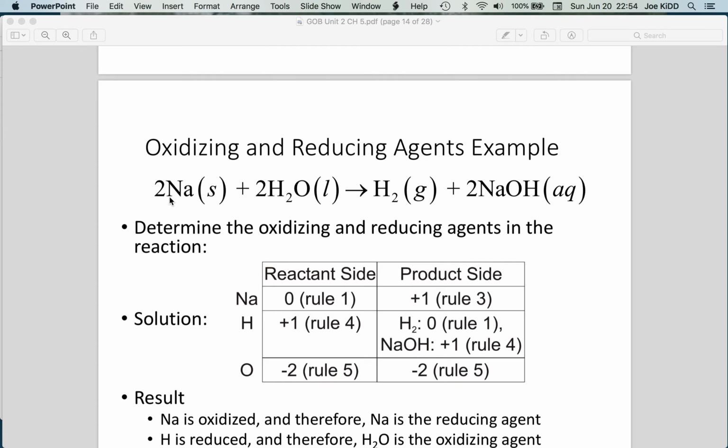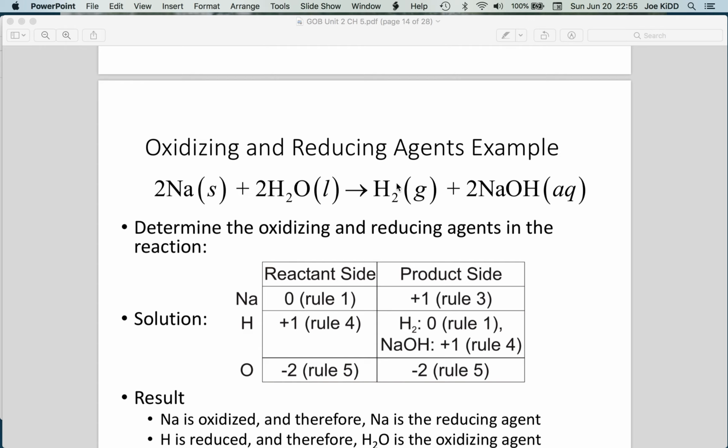So we're going to go through and just kind of do the mental exercise in our head. I have 2 sodiums on this side. I see 2 sodiums on this side. I see 4 hydrogens on this side. I count 1, 2, 3, 4 hydrogens on this side. I count 2 oxygens on this side. I count 2 oxygens on this side. All right, I have a balanced chemical equation. So now I can go through and start looking at the oxidation numbers.